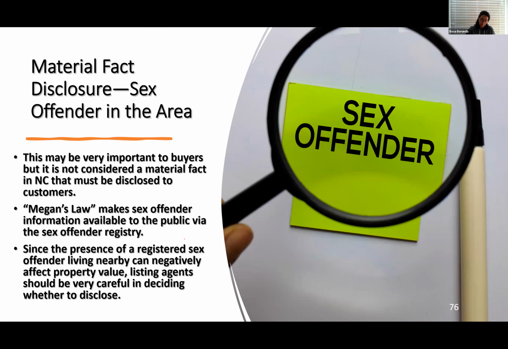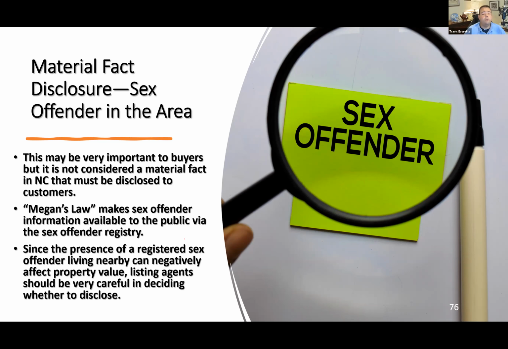Okay, sorry, I had trouble unmuting. My question is, when we went over material facts, we specifically talked about the train track being across the street and how that can lower the value, or if something's coming, it can increase the value. So how are things in proximity, like train tracks or a Sheetz gas station, that affect the value? But then right here, the third bullet point says, since the presence of a registered sex offender living nearby can negatively affect property value, how does one constitute as material fact?